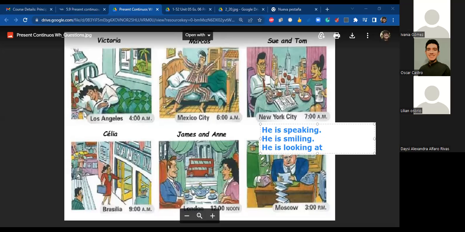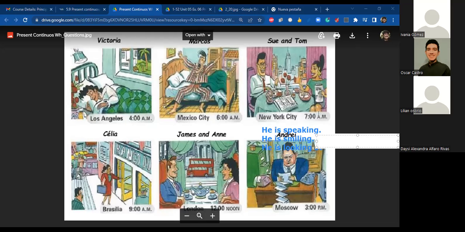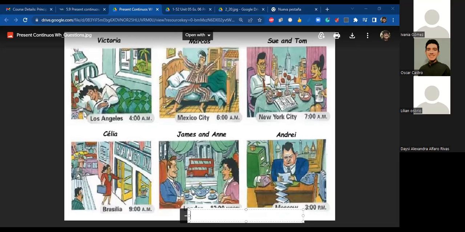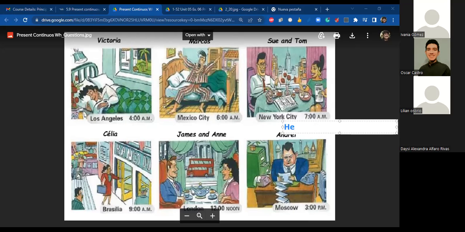He is looking at, what's her name? Oh, I lost it. He's looking at Sue. He's looking at Sue. What else? ¿Qué más está haciendo? Pueden utilizar aquí la lista de verbos que les envié. Okay, he's looking at Sue. He's speaking.